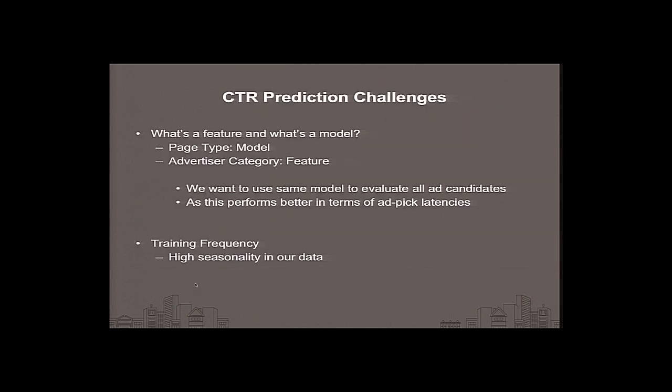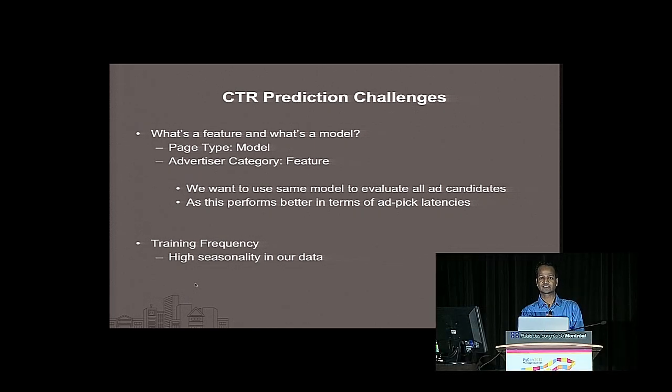So some other challenges that I wanted to discuss briefly: in our click-through rate prediction system, there's always this question of what is a feature and what is a model, right? So to us, when we get a query, at that time, the query is, let's say, on the mobile app, or it could be on the desktop, etc. So what is constant is the query, right? Now the advertisers could be from different categories, etc. So we want to use the same model for all the advertisers, right? So it makes sense to have one model for every page type, right? Because then this would perform better in terms of latency of the system, etc.